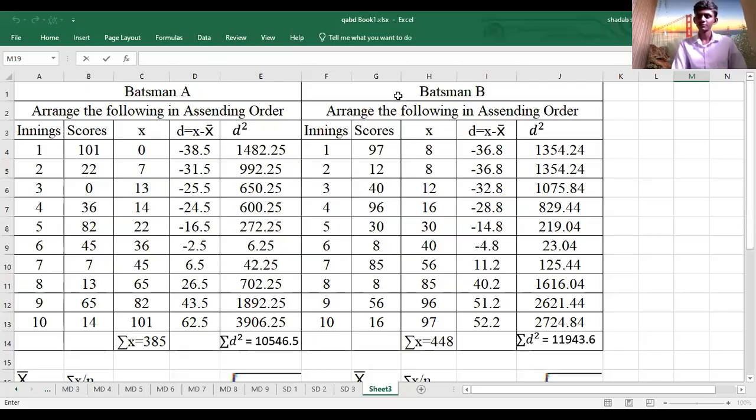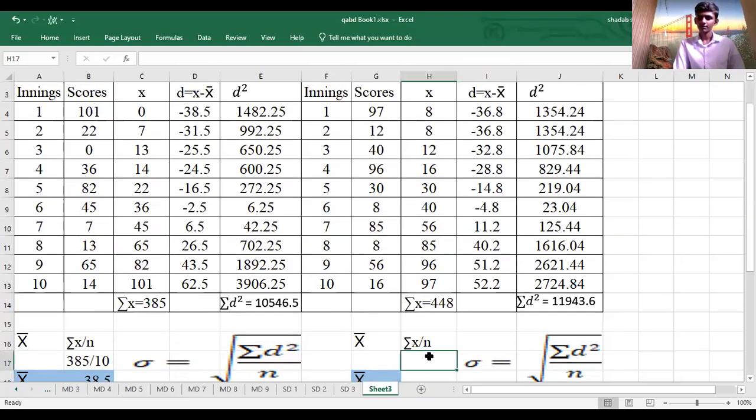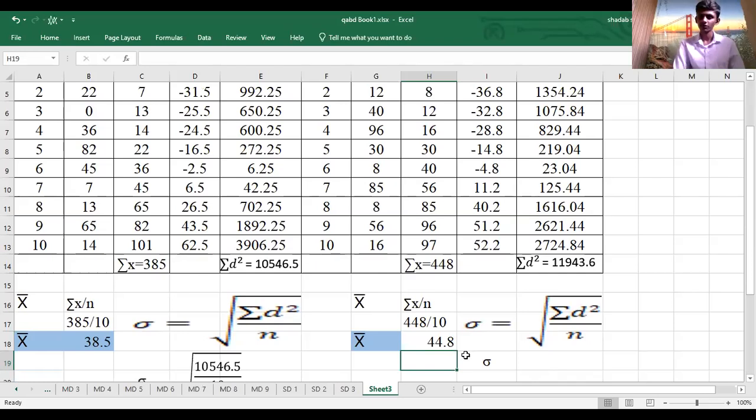Now I have done the same procedure for batsman B. There are 10 innings of scores by batsman B, and write all the scores in ascending order. Make a sum of these, sigma x equal to 448. Then find the mean, which is sigma x divided by n. Sigma x is 448 divided by n, that is 10. So x bar equals 448 divided by 10, and you will get 44.8 as your arithmetic mean, or x bar.